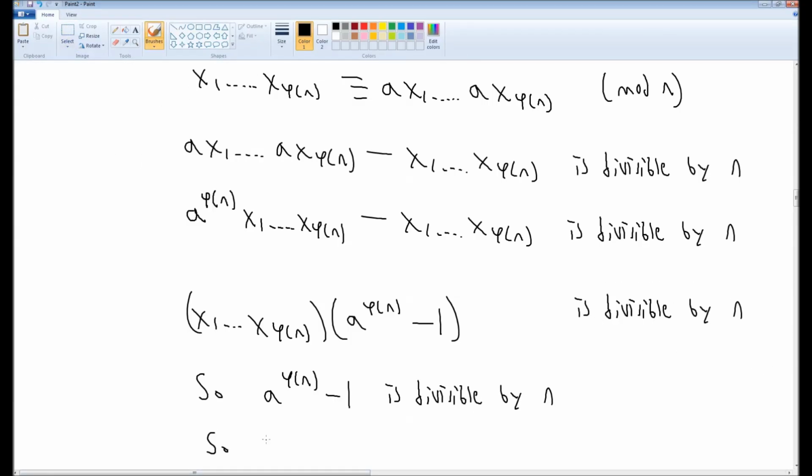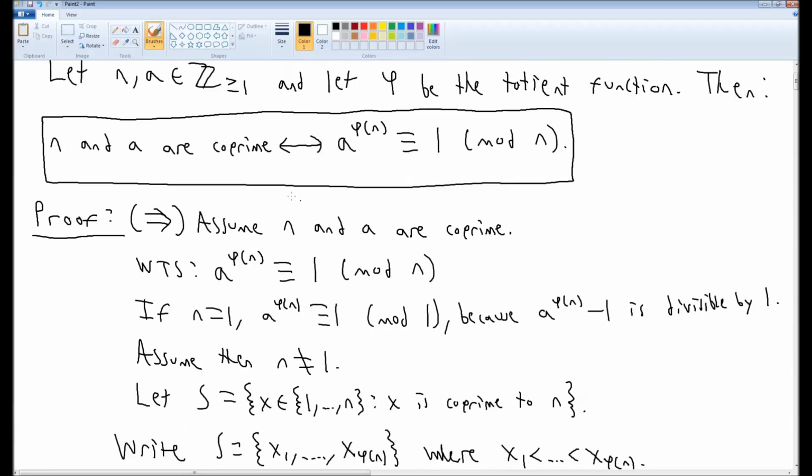And what does that mean? That means a to the phi of n is congruent to 1 modulo n, which is what we wanted to show. If n and a are coprime, then this congruence holds. So we proved the forward direction of the proof, that this implies this. Now let's prove the backwards direction.